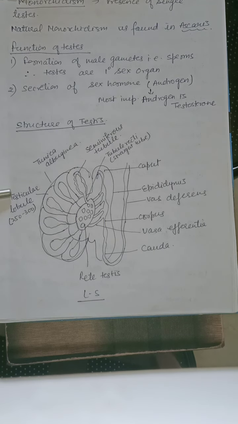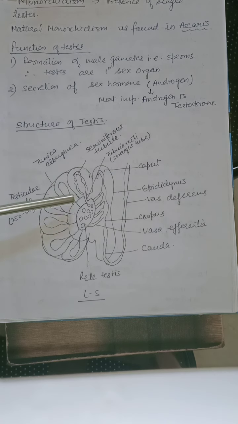Total how many testicular lobules? 250 to 300. These seminiferous tubules are highly coiled and they are lined by germinal epithelium, which will give rise to sperms. This seminiferous tubule comes out of the testicular lobule in the form of tubuli recti.